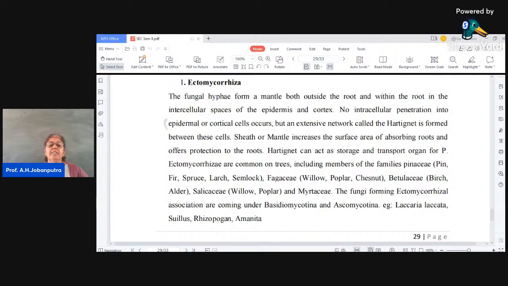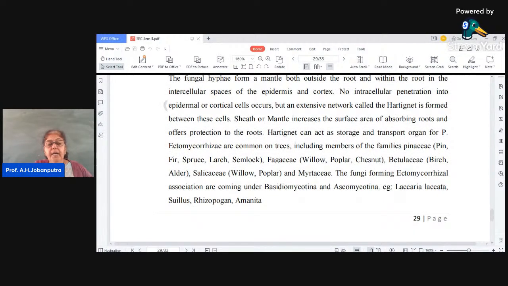This Hartig net, this thick network, acts as a storage part for the plant. So it can store nutrients and it can also help in the transport of nutrients. So ectomycorrhiza are very common on trees like fir, spruce, larch, then poplar, chestnut, birch. हे सगळे वुड्स आहेत, वुड्स देणारे ट्रीज आहे मोठे मोठे, तिथे हे जास्त प्रमाणात आपल्याला दिसून येतात.